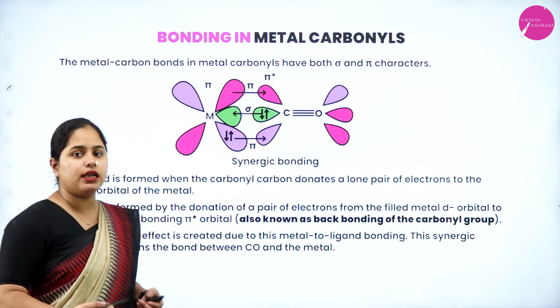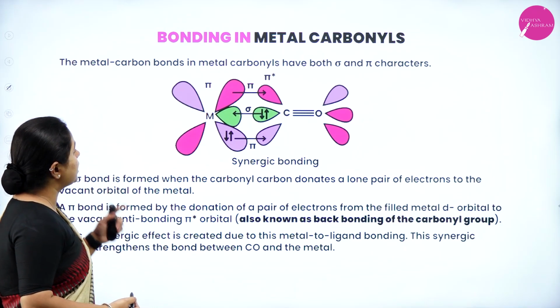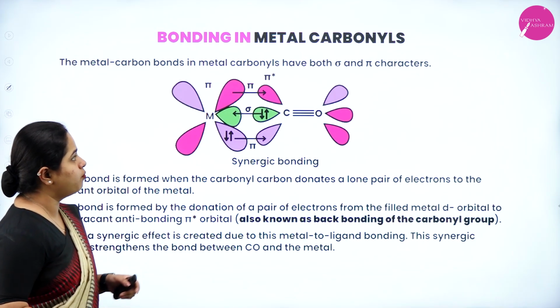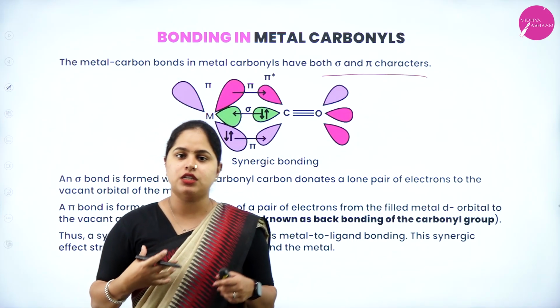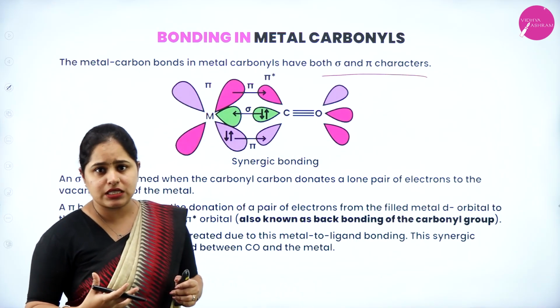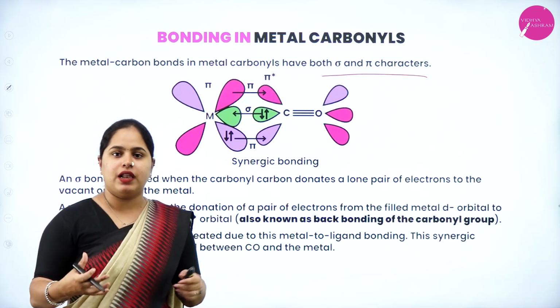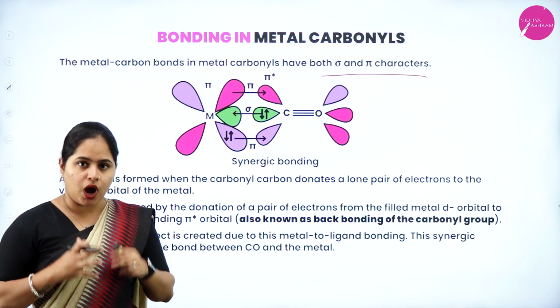Now what is the bonding in these metal carbonyls? The metal-carbon bonds in metal carbonyls have both sigma and pi character. So the metal-carbonyl bonds are generally very strong. Now why is this? Because there are sigma as well as pi bonds present. So how is this happening?